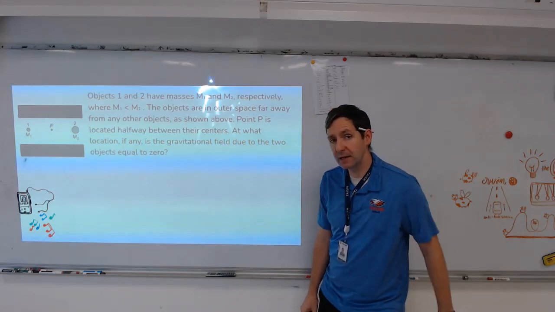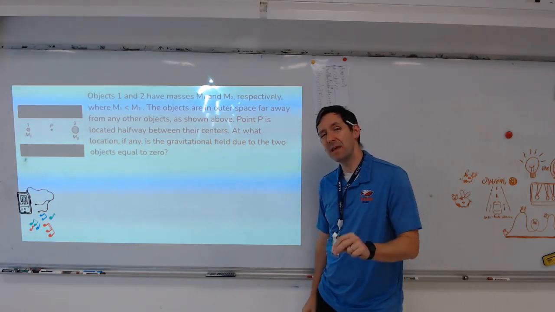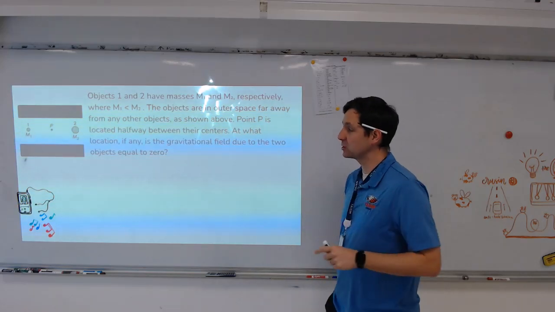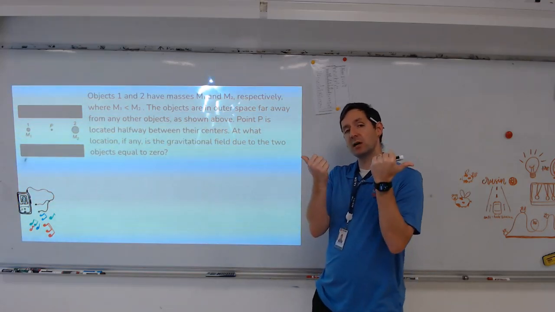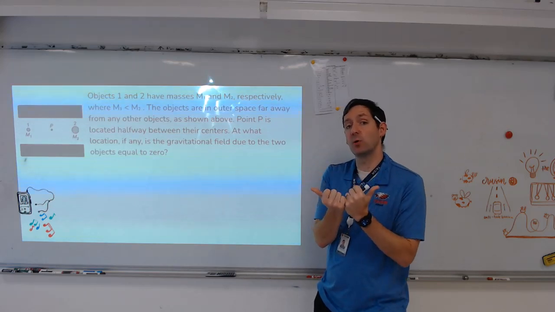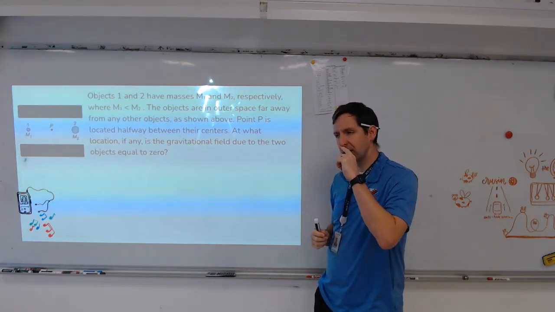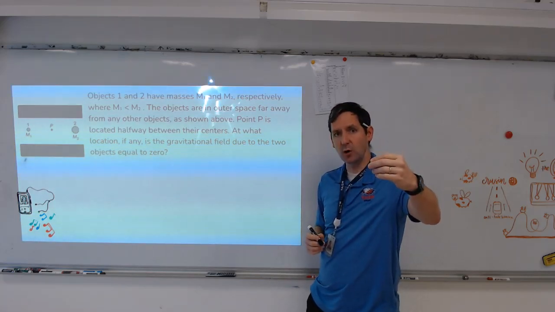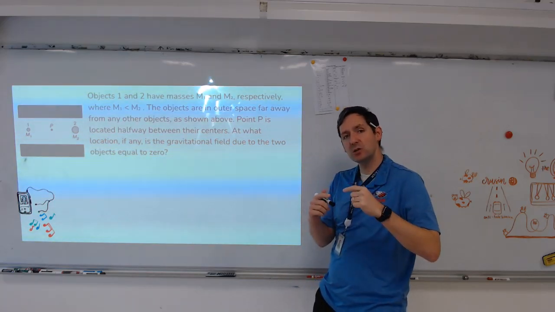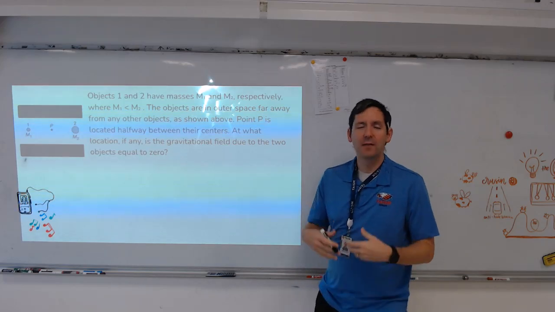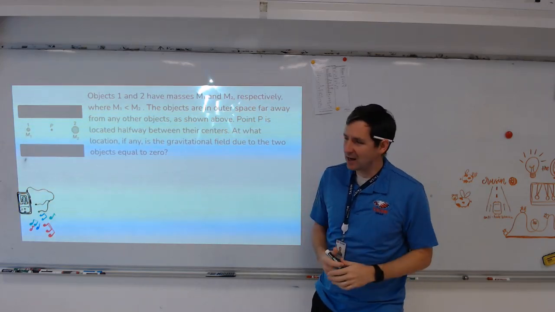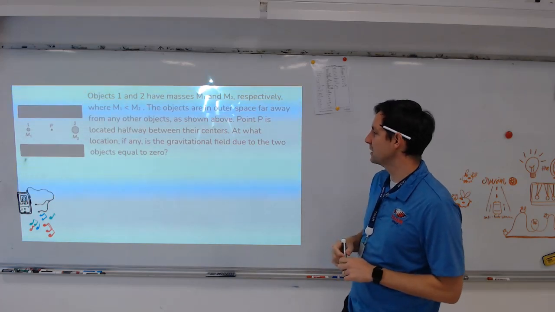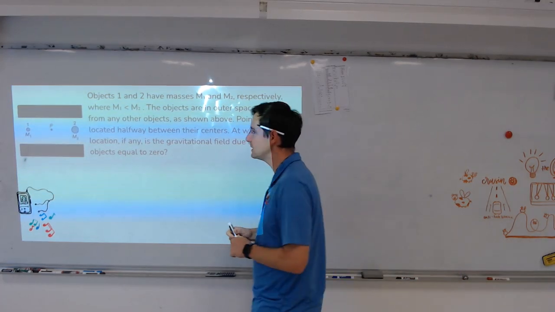Now, one of the things that you want to remember here is that field is a vector. Due to the fact that field is a vector, if we have field going in opposite directions, then you will add those together and get 0, right? Another thing to think about is that if the field is 0, then the force will be 0. So if we can find a place in between the two where the force is 0, then we'll end up getting a field of 0. So at what location, if any, is the gravitational field equal to 0?